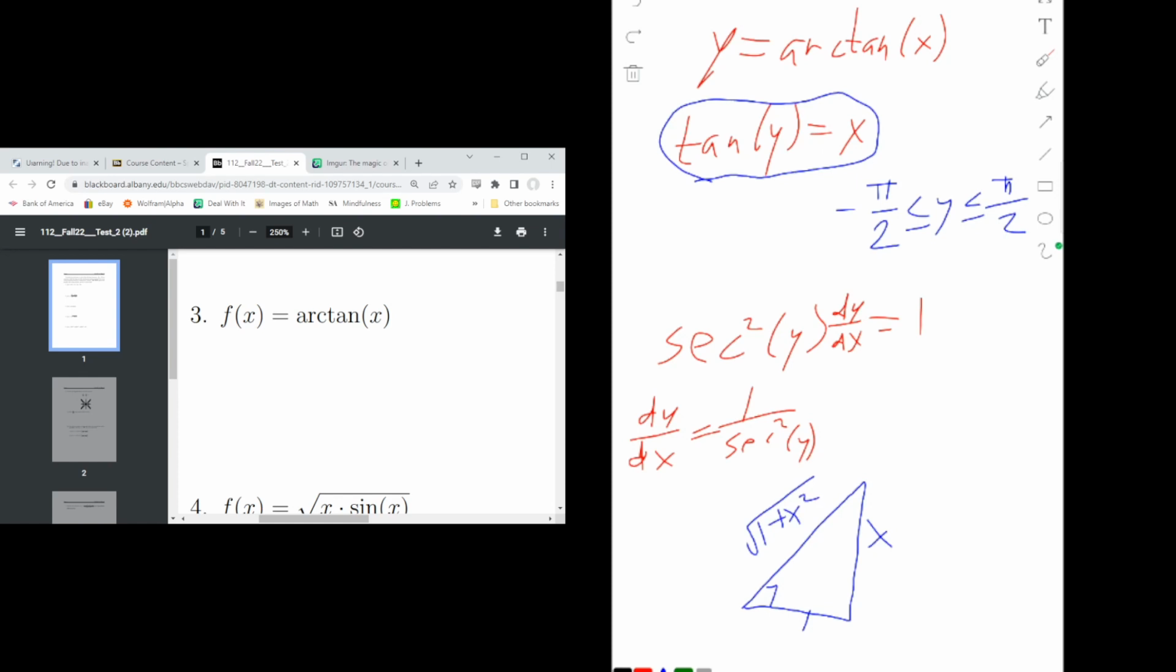But then, what does that mean? That the secant of y is, well, remember that the secant, that's the reciprocal of cosine, so secant is 1 over cos, and cosine is typically adjacent over hypotenuse, so that means that secant is hypotenuse over adjacent, and so dy dx is the reciprocal of secant squared. Well, hypotenuse over adjacent, well, that's just square root of 1 plus x squared.